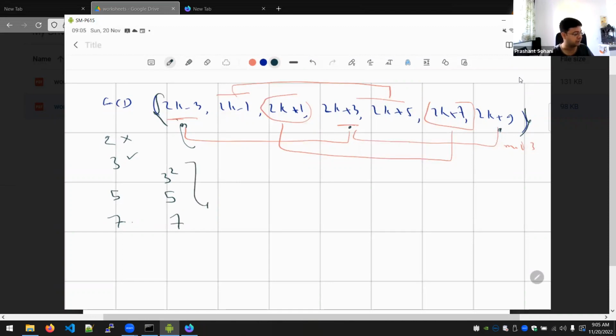These are the ones which you can guarantee. Anything apart from that, like 11, etc., there is no guarantee that it will be a factor. So the answer is simply the product of all of this: 9 into 5 into 7, which is 315.